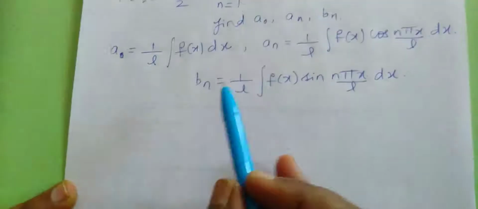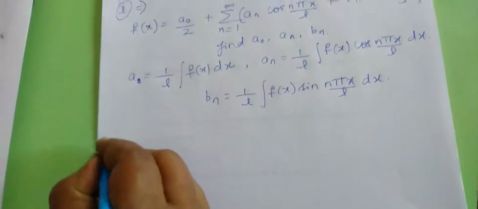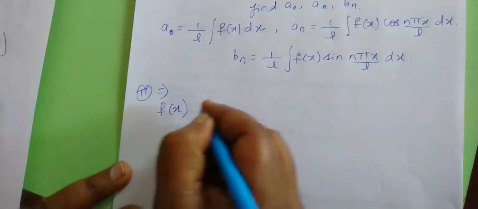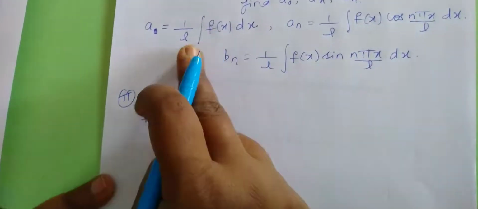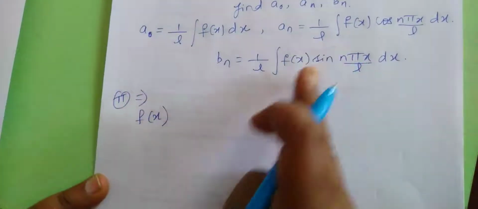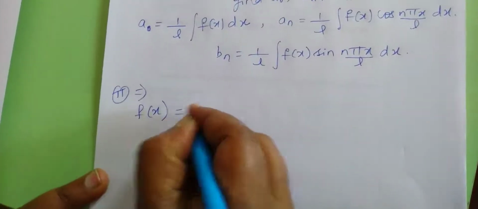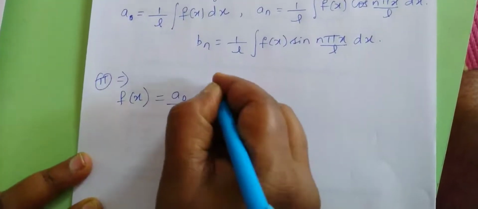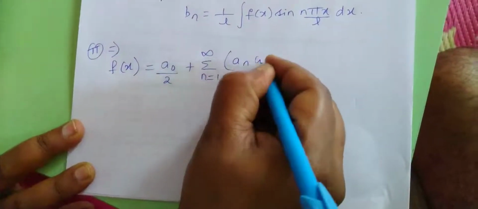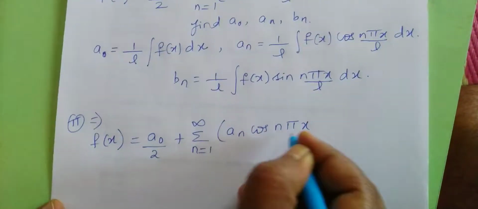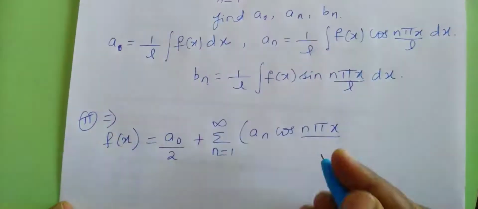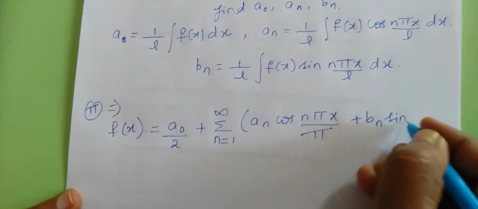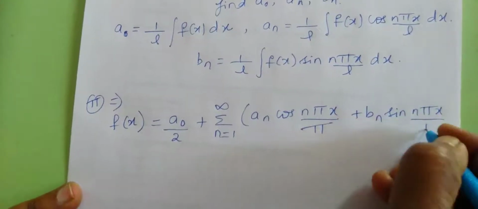if you are considering the interval L. Similarly, if I consider the interval pi, I am going to get Euler's formula for the indefinite integral value without the limits. We are doing this. So f of x will be what? Again a0 by 2 plus summation n is equal to 1 to infinity an cos n pi x by, in place of L we need to substitute what? Here pi, plus bn sin n pi x by pi.